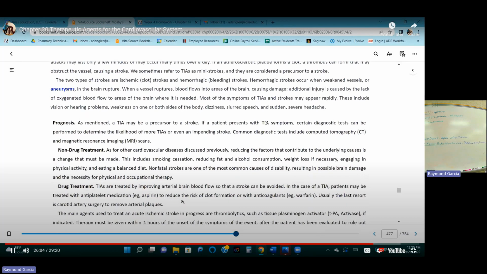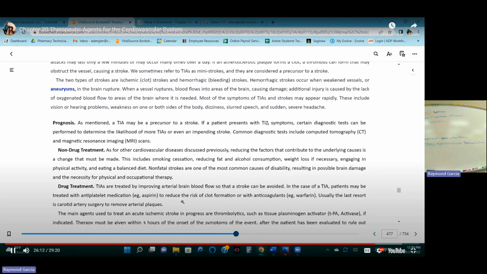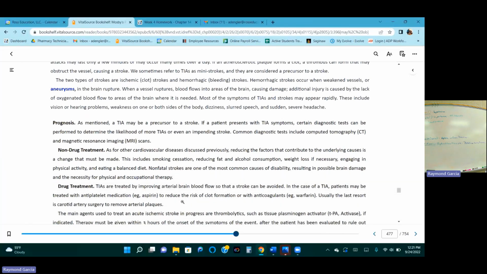The two types of strokes are ischemic clot strokes and hemorrhagic bleeding strokes. Hemorrhagic strokes can occur when weakened vessels or aneurysms in the brain rupture. When a vessel ruptures, blood flows into areas of the brain, causing damage. Additional injury is caused by the lack of oxygenated blood flow to areas of the brain where it is needed. Most of the symptoms of TIAs and strokes may appear rapidly.